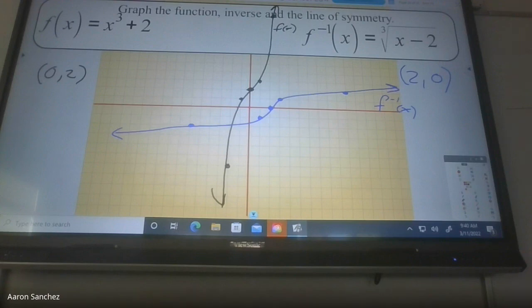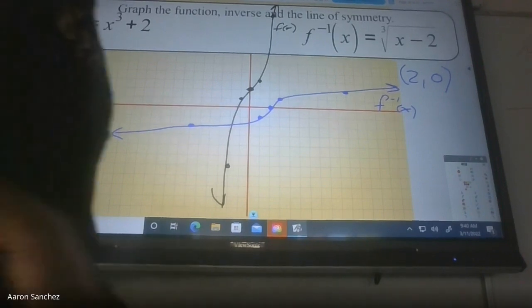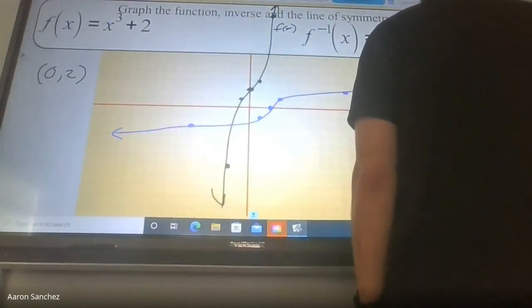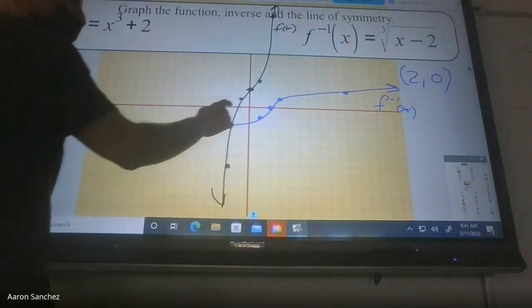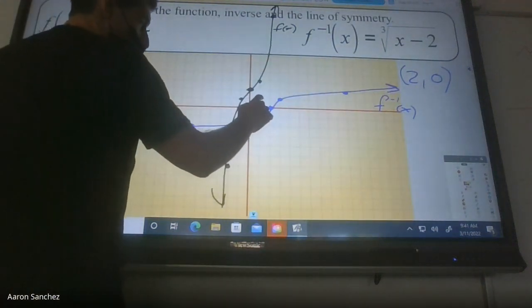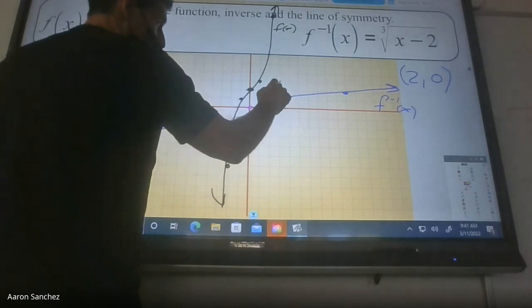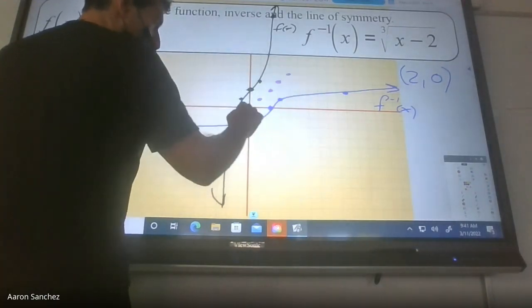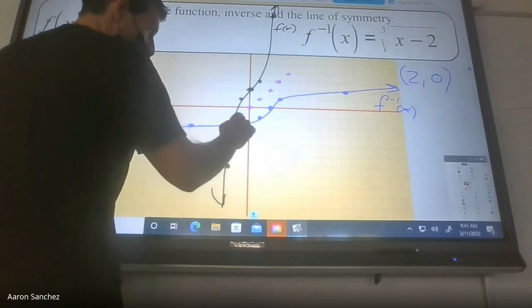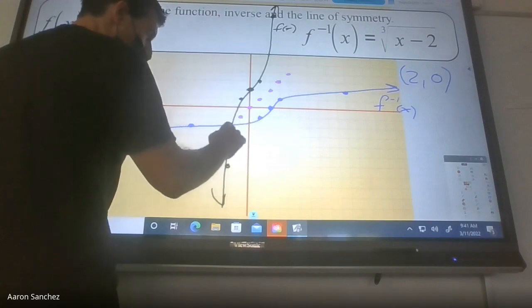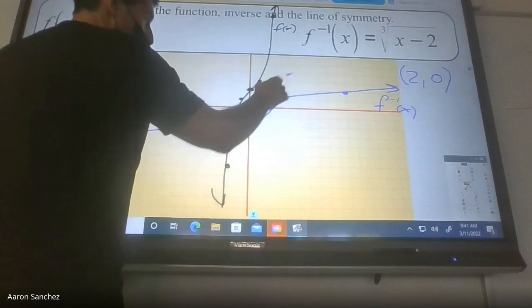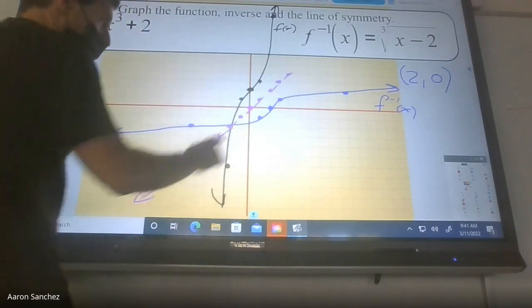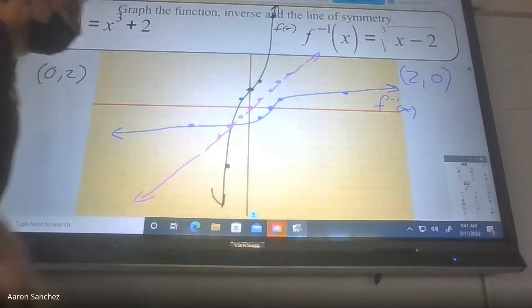But wait, there's more. What do we have to do next? What's the line of symmetry? Is that hard? y equals x. Start at 0, 0, then 1, 1, 2, 2, 3, 3, over 4, up 4, and negative 1, negative 1, over negative 2, down 2, over negative 3, down 3, and that is your line of symmetry. Just the diagonal right in the middle. You have to graph that.